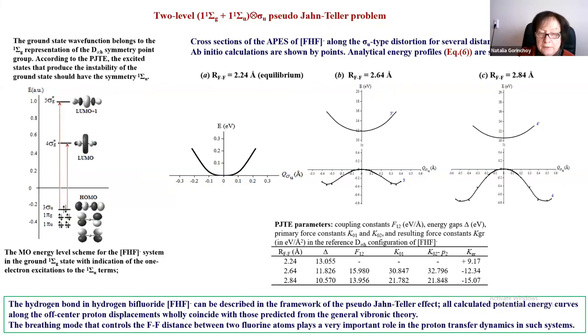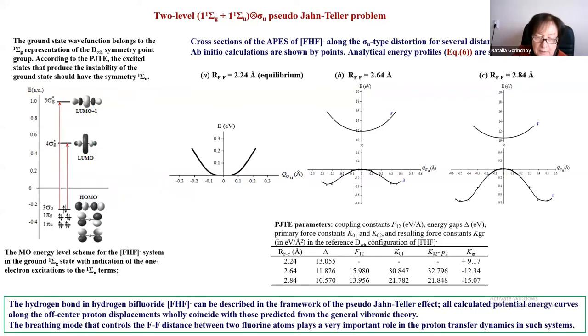To estimate the parameters of the vibronic coupling between the ground and excited states, initial calculations of energy profiles, which are cross sections of the adiabatic potential surface of the system along the coordinate of instability sigma-u, were performed. Results for several distances are shown in the table.